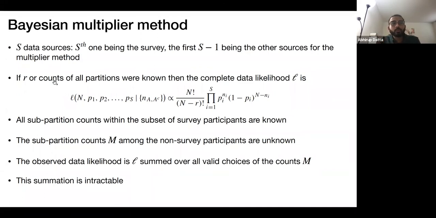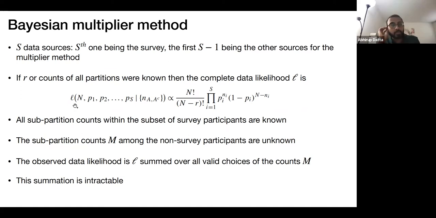If we knew the counts of all the finest partitions of the Venn diagram, or if we knew R, which is the total number of members who were included in at least one of the S sources, then we could write down the complete data likelihood, which has this nice form just in terms of R and the marginal counts. And we could easily do inference on N.